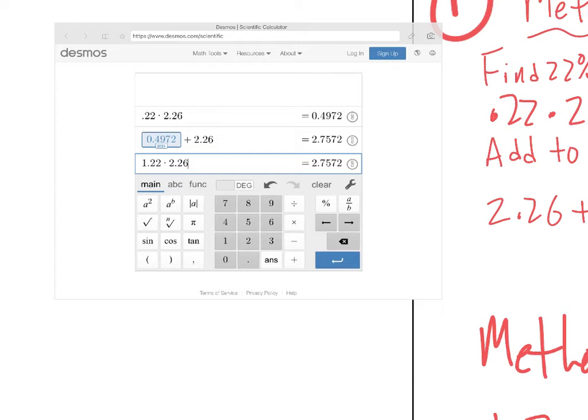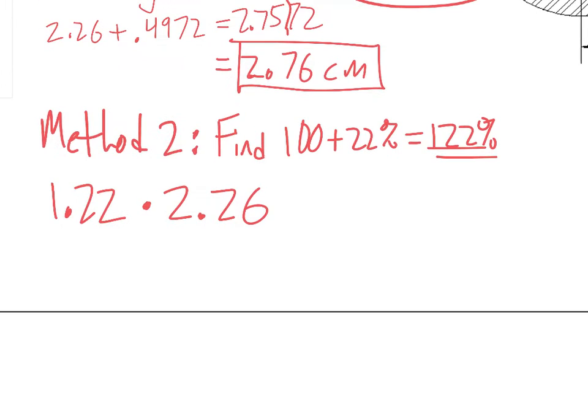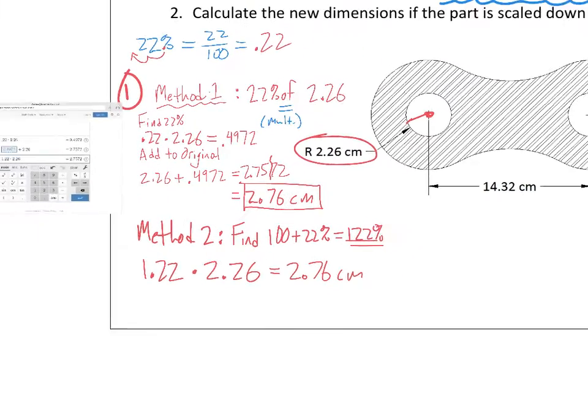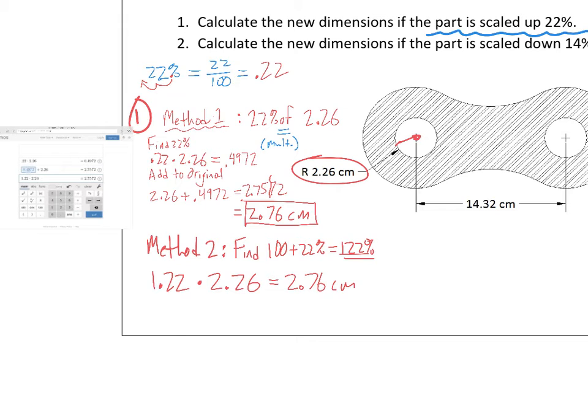Same answer. Okay, so notice though here we did it in 1 step versus 2. So you can either find 22%, then add it to the original, or just multiply by 1.22, 122%. Okay, and so same answer, 2.76 centimeters. Okay, so 2 methods there. The 2-step method, find 22% and then add the original, or the 1-step method, just find 122% of that.